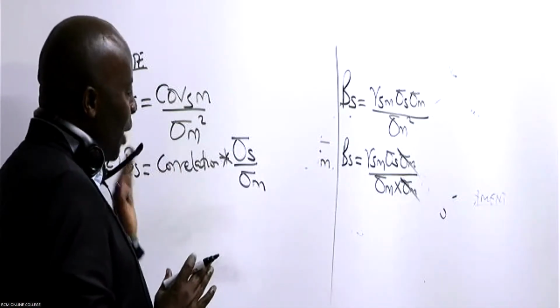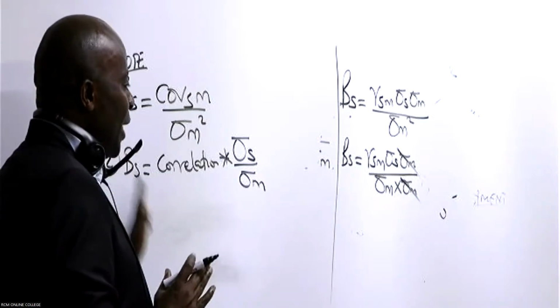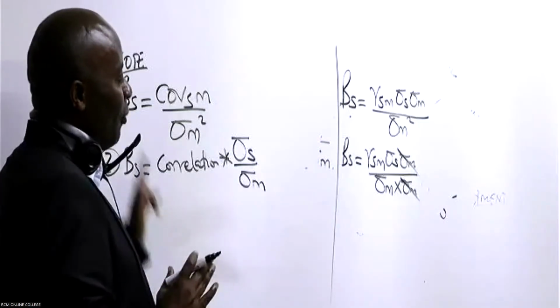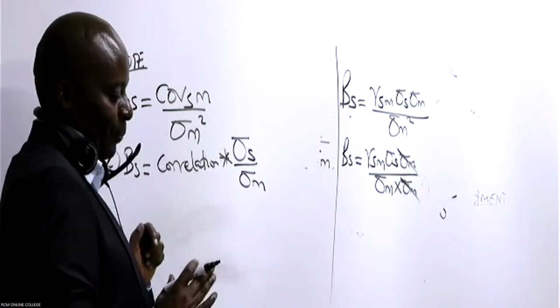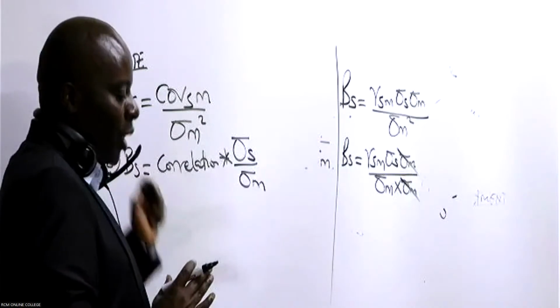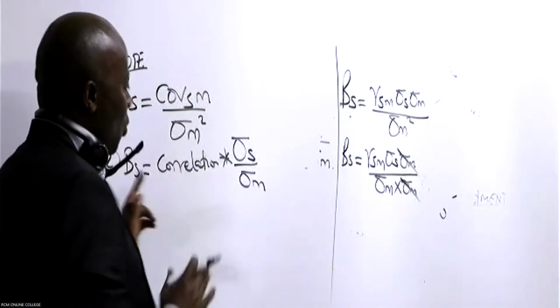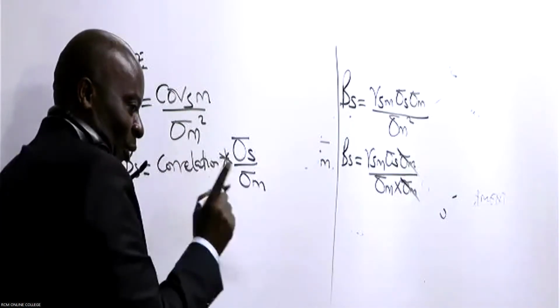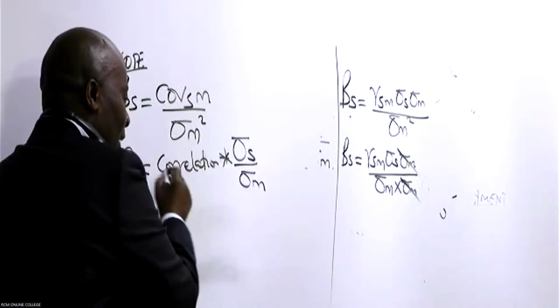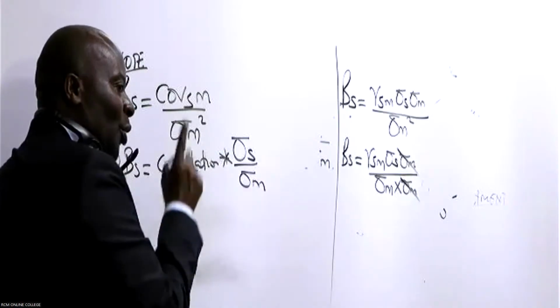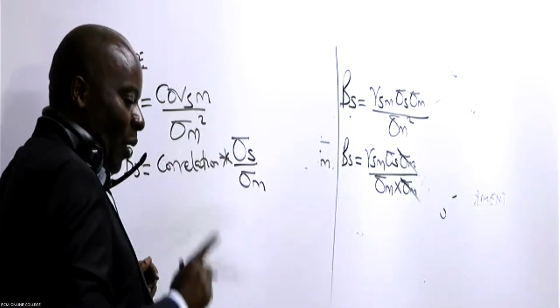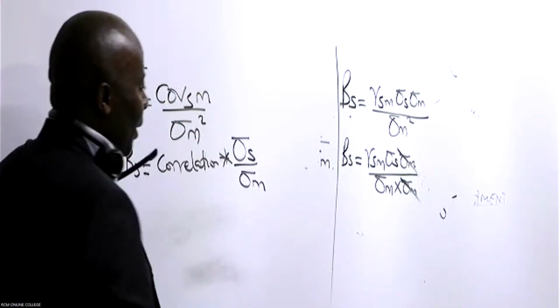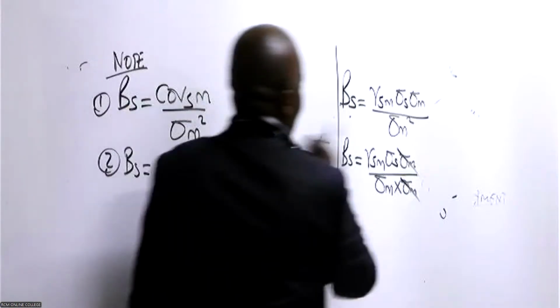So I would want you guys to do me a favor. We get beta first of all for each of those 6 securities. I would want to give you exactly 3 minutes, because they have given us correlation in the question, meaning that you're going to use the correlation approach to get the betas. So I want us to get these betas, ladies and gentlemen, using this correlation approach.